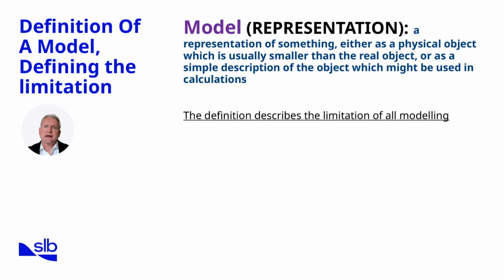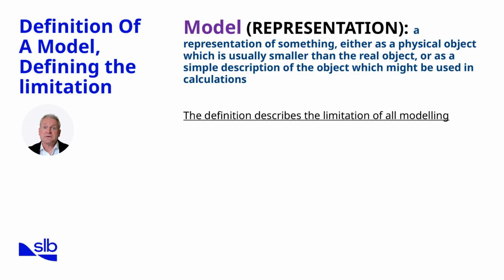To properly understand modelling, we must first define what a model actually is. A model is simply a representation of something. It may be a physical object, such as a scaled-down version of a rig or formation, or it may be a mathematical or descriptive framework used for calculations. This definition also highlights the fundamental limitation of all models. By their very nature, they are simplifications.